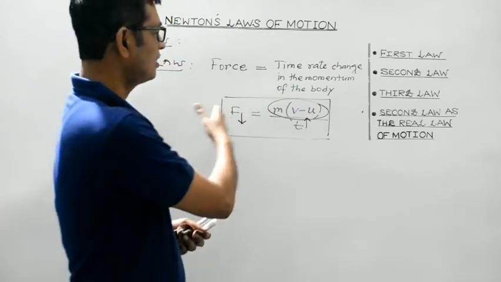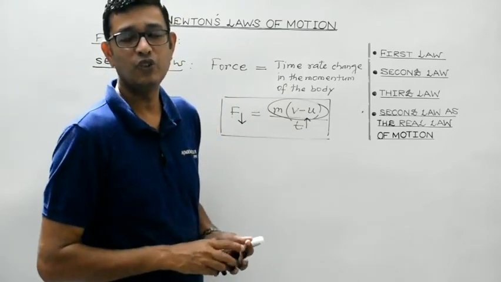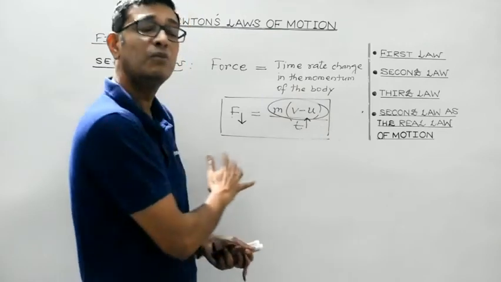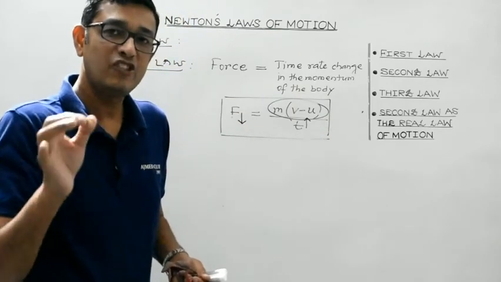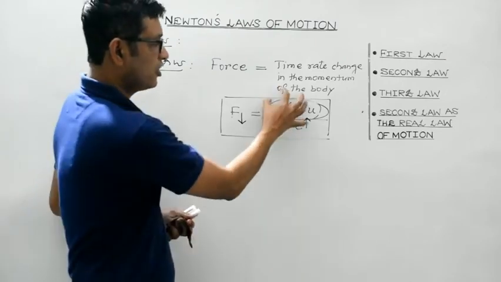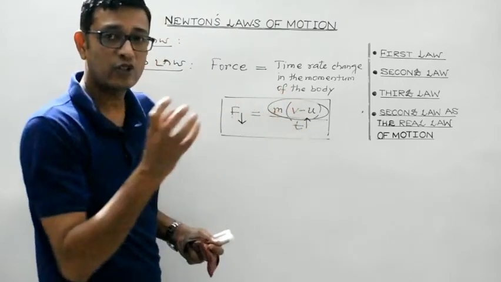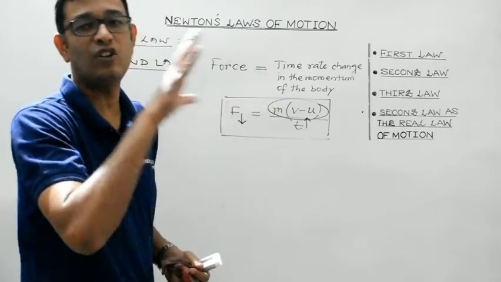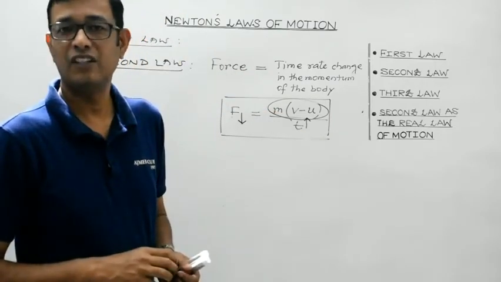So these are some of the applications of Newton's second law of motion, and it can be understood in terms of the time rate change in the momentum of a body. The time rate change in the momentum of the body actually gives the measure of the force that is being acted on the body. Clear, students?